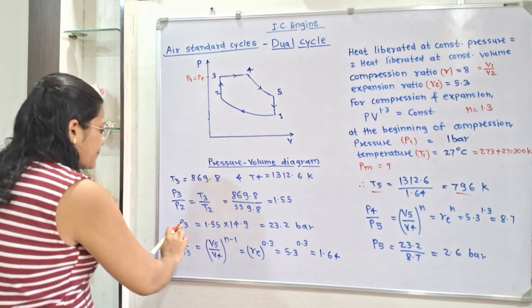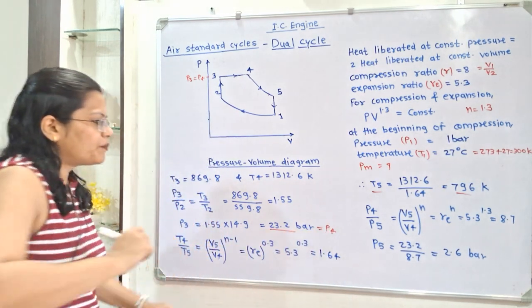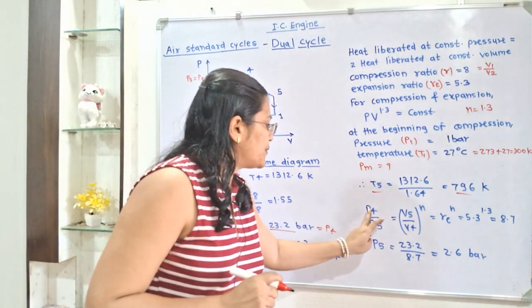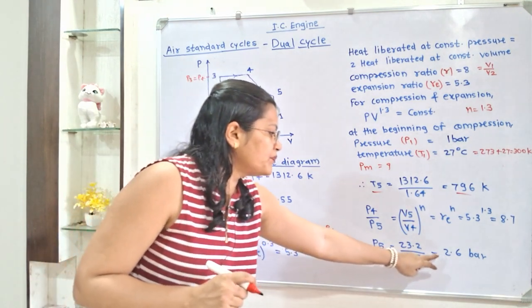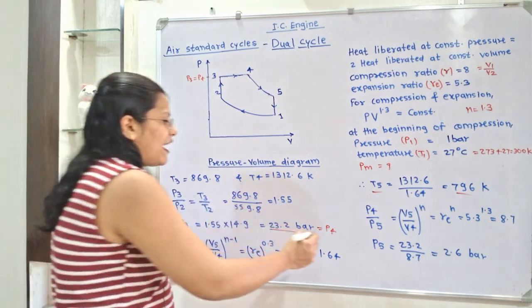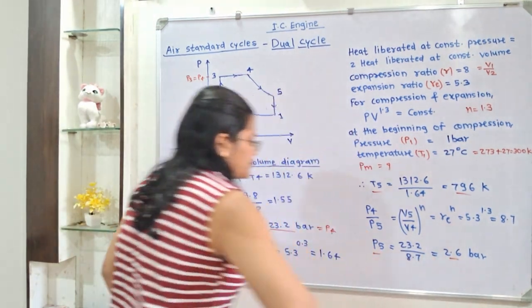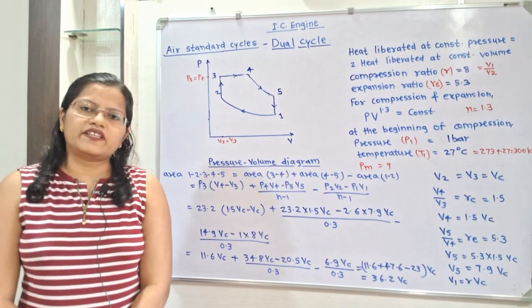Now the P3 value we have calculated, which is equal to P4. So P5 is equal to this P4 divided by 8.7, that is 23.2 divided by 8.7, that is equal to 2.6 bar. So we get the value of P5 also. Now we will move to calculate area 1, 2, 3, 4, 5.